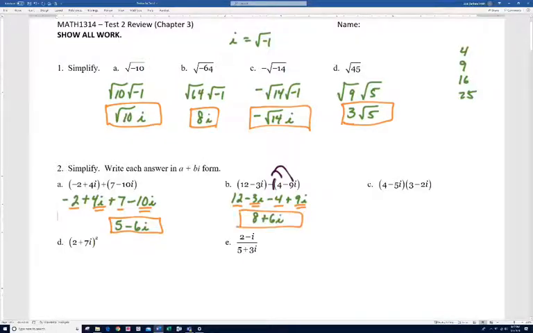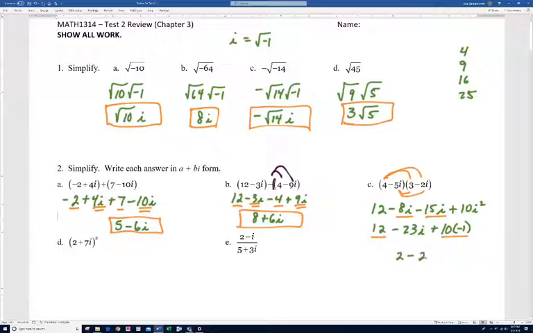On letter C, you're going to be FOILing. So we can multiply our first terms, we get 12. The outer terms, we get -8i. Our inner product is -15i. And our last product is 10i squared. We can combine our i terms. We'll have 12 minus 23i. Now remember, i squared is -1. And so really we've got 12 and -10. We can combine those to get 2. So our final answer is 2 minus 23i.